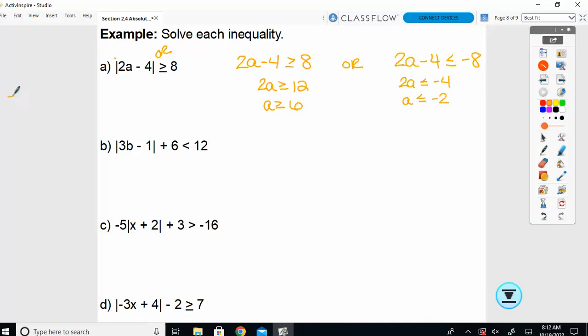You don't have to draw a number line, but if you're not sure what your answer means, we could use that to help us. Greater than or equal to 6 is everything 6 and larger. Less than or equal to negative 2 is everything smaller than negative 2. Just like we've done with everything else, I want interval notation.